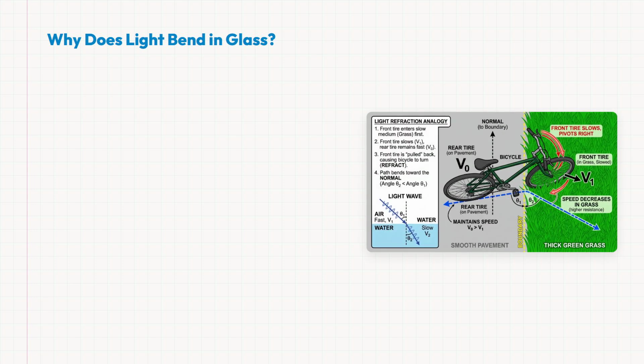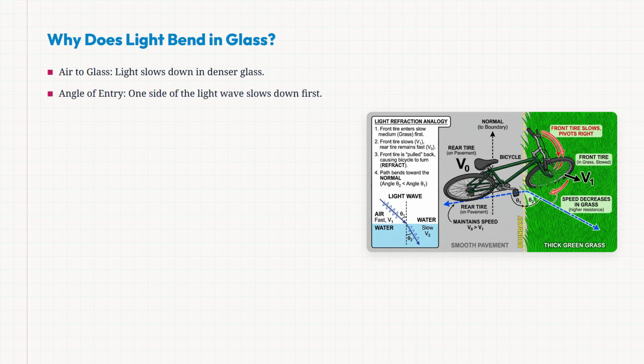Why does light bend in glass? Think of riding your bicycle from a smooth road into thick grass at an angle. The moment your front tire hits the thick grass, it slows down while the back tire keeps rolling. What happens? Your handle pivots and turns. Light does the exact same thing when entering glass. It slows down and turns.